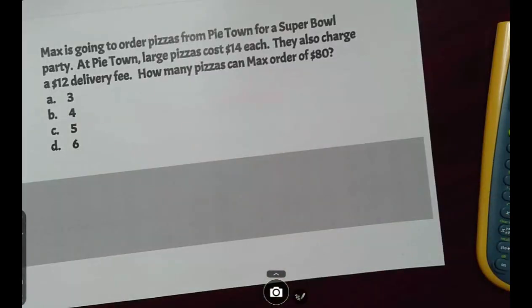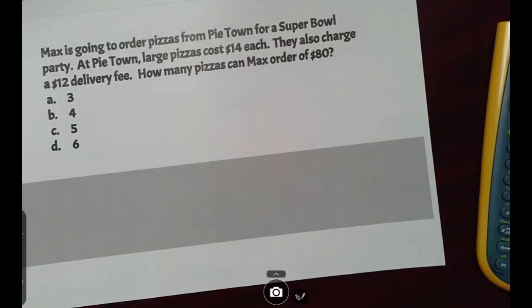Okay, let's look at another one. This one is a frequent kind of thing where you can use inequalities. You can write an inequality to figure it out, and I'll show you how to do that. But we can also use our guess and check. So Max is going to order pizzas from Pie Town for a Super Bowl party. At Pie Town, pizzas cost $14 each, and they charge a $12 delivery fee. How many pizzas can Max order for $80?